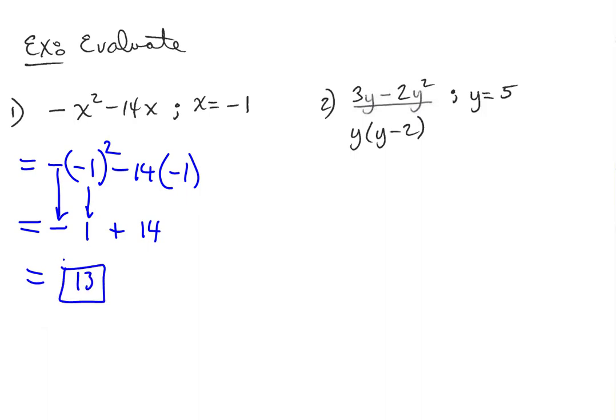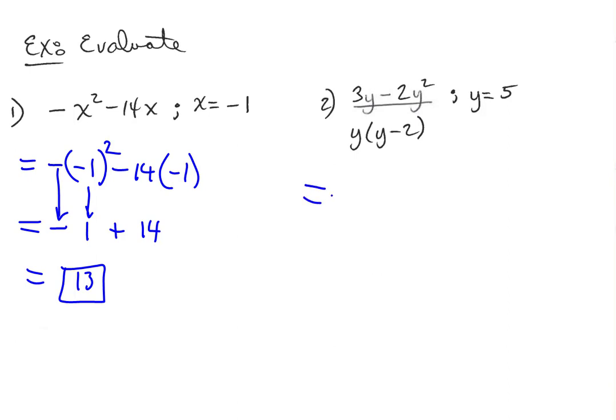Let's move on to a second example in this piece here where we're plugging in a value for the variable. The expression is a fraction wherein the numerator is 3y minus 2y squared. The denominator is y, open parenthesis, y minus 2, close parenthesis. And we're plugging in y as 5 for this.